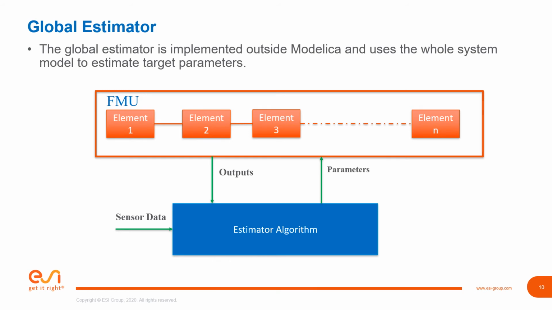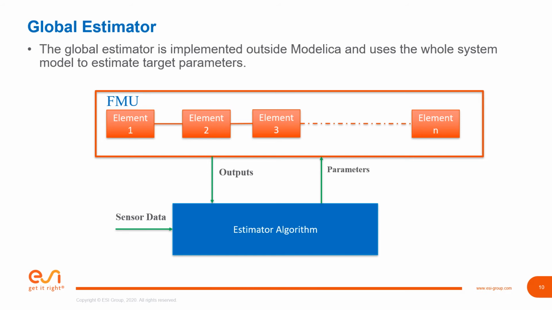Now we will move to the second category here, the global estimator. The global estimator is implemented outside Modelica. For our paper, we used Python to implement the global estimator, and the global estimator uses the whole model, not just part of it like the local one. So we call it global because the whole model will be used with this kind of estimator.